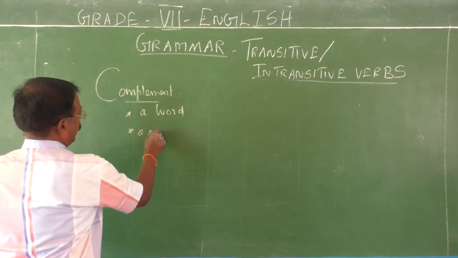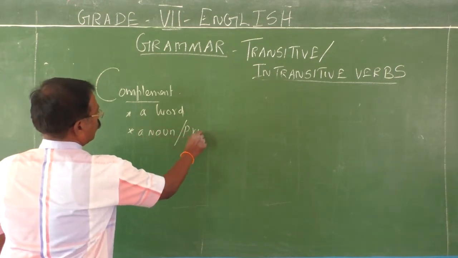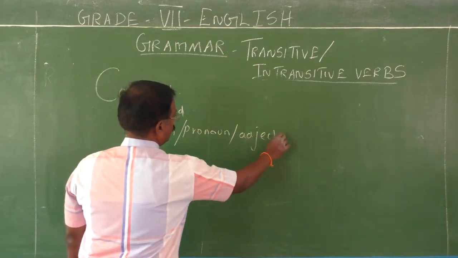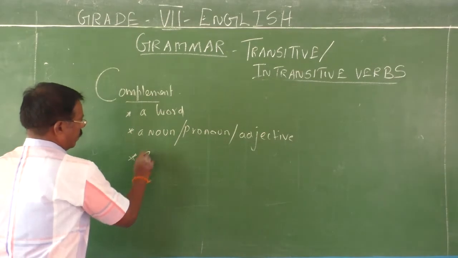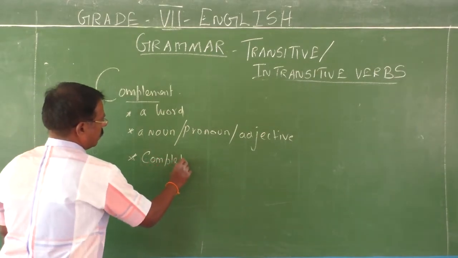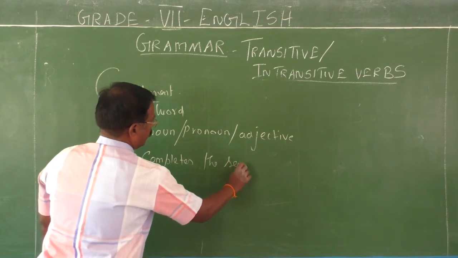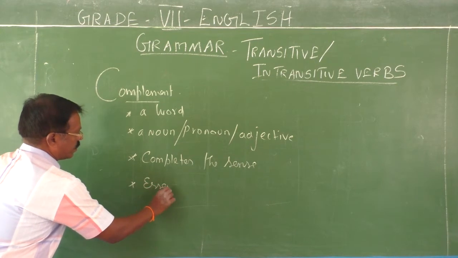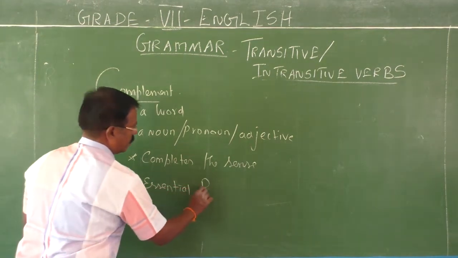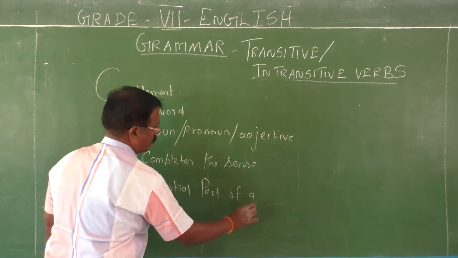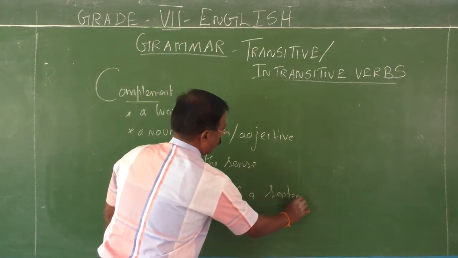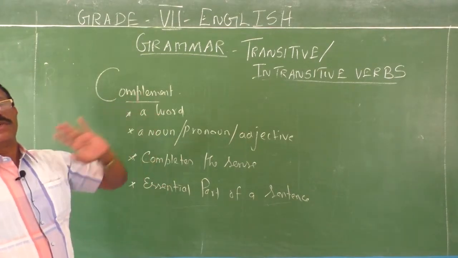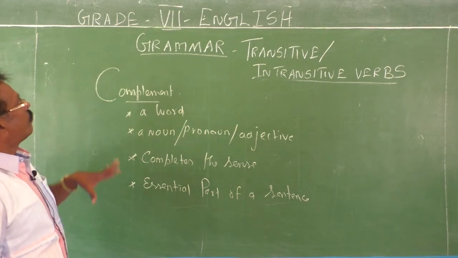It may be a noun or pronoun. Sometimes it may be an adjective. Okay, it completes a sense. It is an essential part of a sentence. That's called a complement. Complements are of two types, subject complement and object complement. But first you should know what's complement.